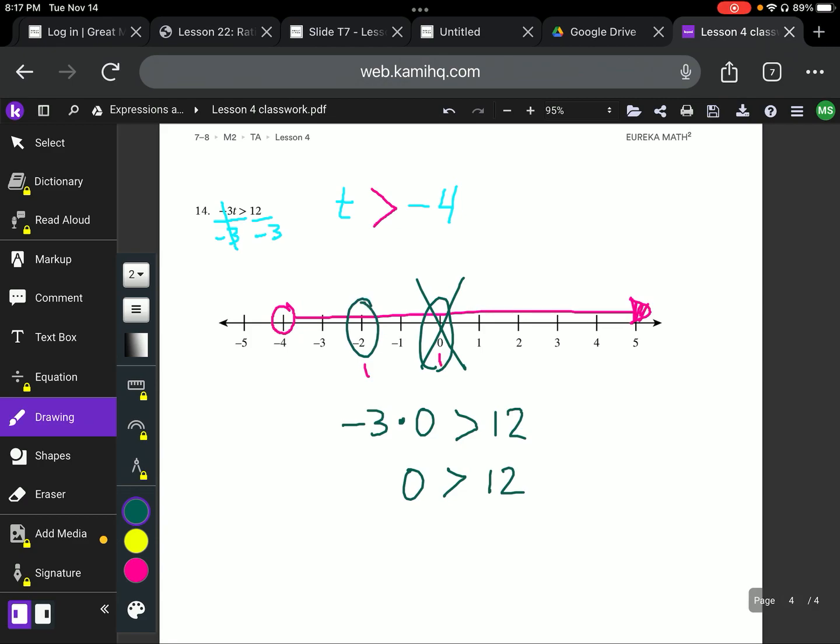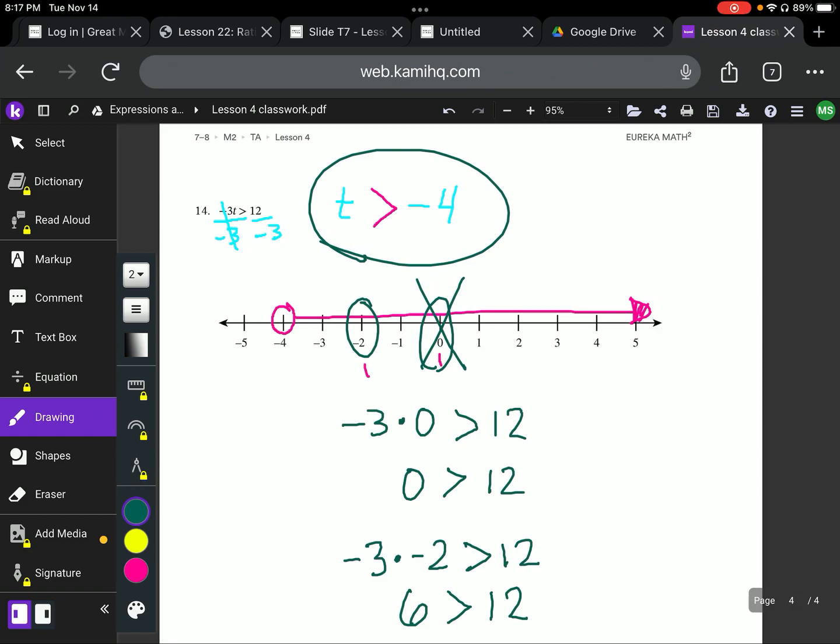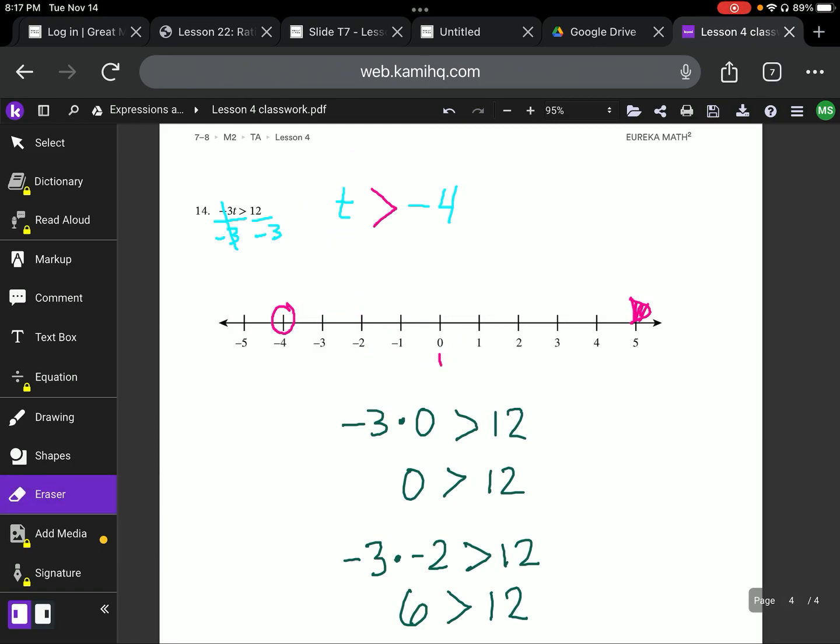What about -2? -3 times negative 2, is that greater than 12? 3 times 2 is 6. A negative times a negative is positive. Is 6 greater than 12? No, it's not. So even though I think I did my work correctly, this number line is not giving me correct answers, right? So let's try that again. What can we change?